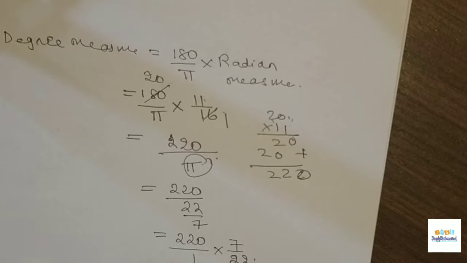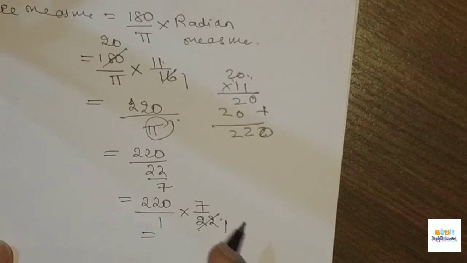So which is equal to: 22 ones are 22, 22 tens are 220. So you will get 10 multiplied by 7, which is 70 degrees. So this is what you are getting.